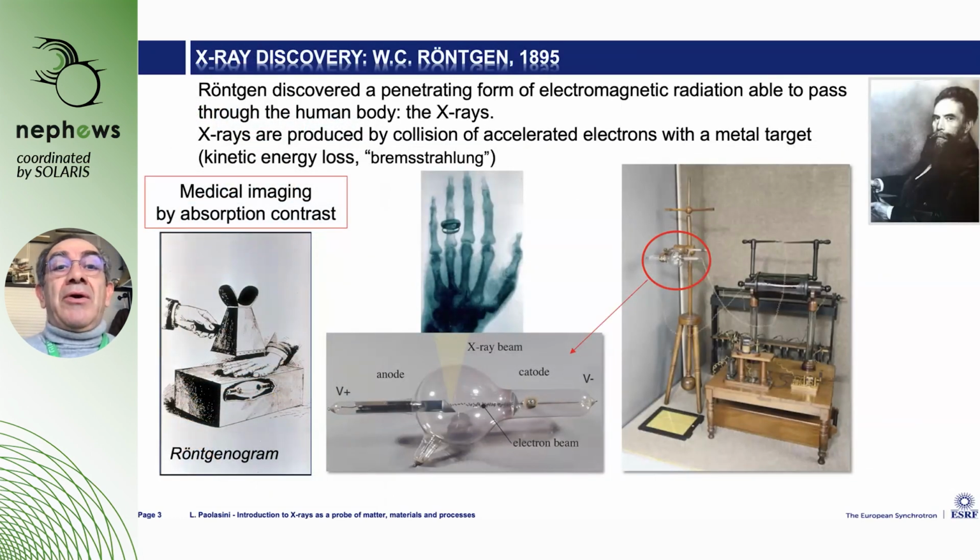X-rays were discovered by Röntgen in 1895, when he found that a penetrating form of radiation is able to pass through the human body. They were called X-rays, and X-rays are produced by the collision of accelerated electrons with a metal target in a vacuum. Here there is a sketch, an example of the old machine used by Röntgen. And suddenly, this discovery brought a new application for medical imaging, what we call absorption contrast, because X-rays are strongly penetrating radiation, able to cross the body and to be stopped by atoms of heavy elements inside the material, like the bone or the ring.